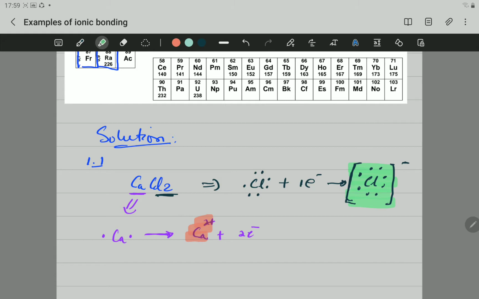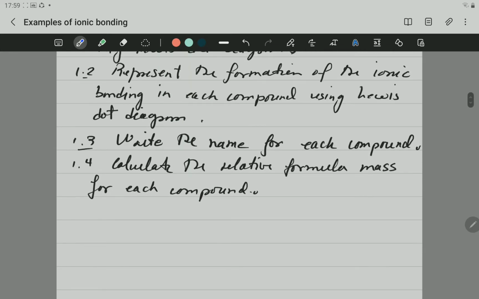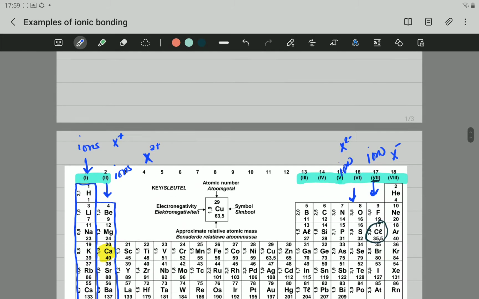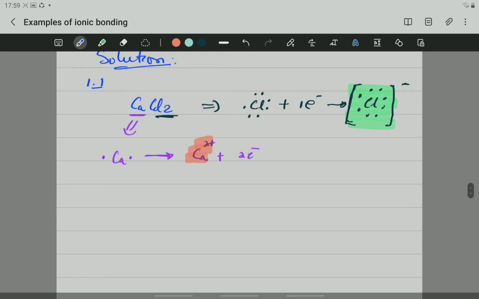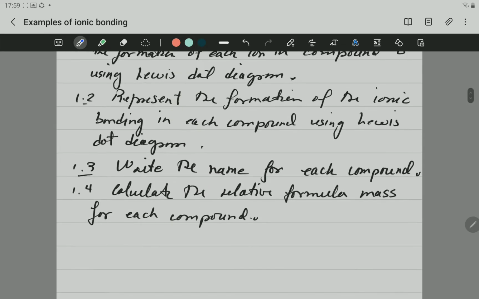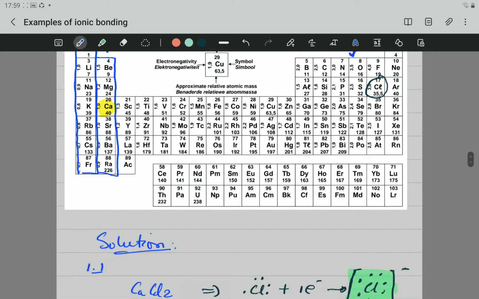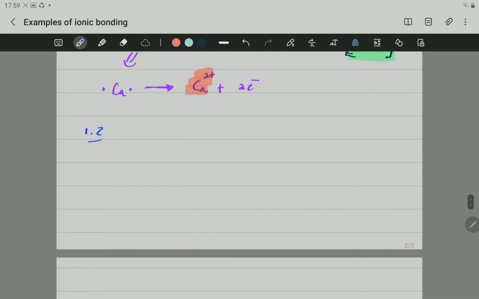Let's go to the second question, 1.2. Question 1.2 says, represent the formation of the ionic bonding in each compound using Lewis dot diagram. So we are talking about the whole compound now, not only the ion. Let's go to the first compound, which is KCl. We have to represent how KCl forms, using Lewis dot diagram.